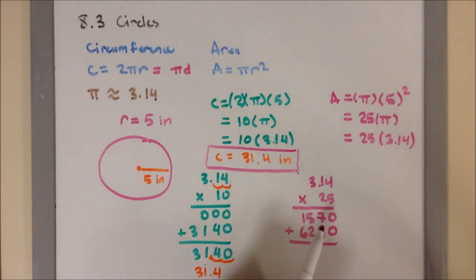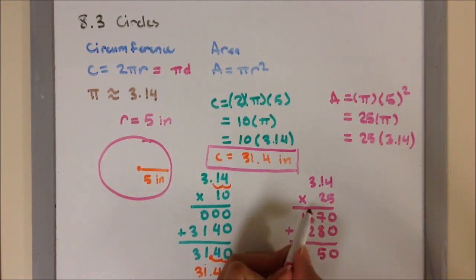Now I'm going to add it up. 0, 0, that's going to become 0. 7 plus 8, that's going to be 15. I carry the 1 up here.